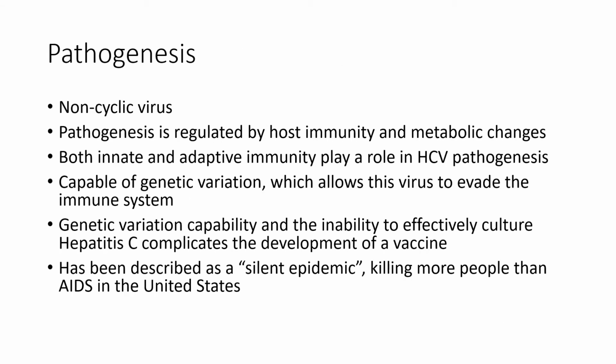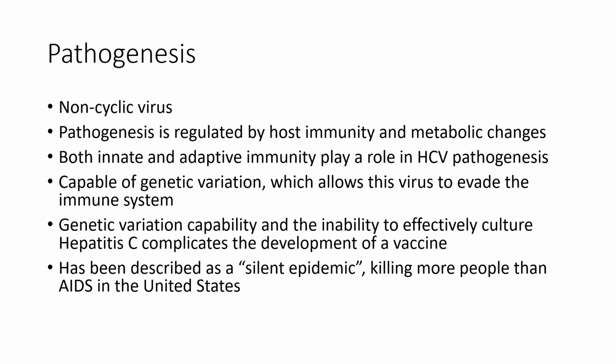Pathogenesis. Hepatitis C is a non-cyclic virus. The pathogenesis is regulated by host immunity and metabolic changes. Both the innate and adaptive immunity play a role in hepatitis C pathogenesis. It's capable of genetic variation, which allows this virus to evade the immune system. Genetic variation capability and the inability to effectively culture hepatitis C complicate the development of a vaccine for this virus.